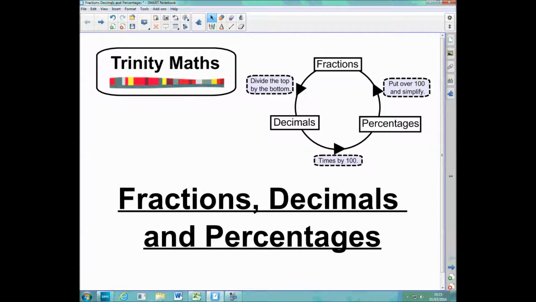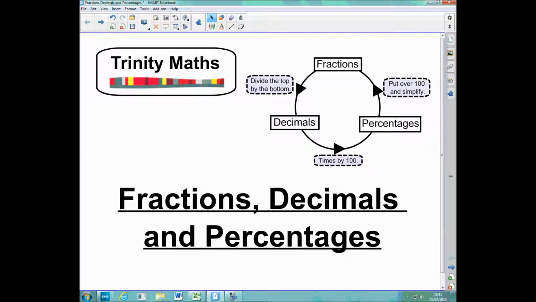So as you can see at the top here, we've got three different methods, and it goes around in a cycle. If we're starting with fractions, we can change that into a decimal by dividing the top number of the fraction by the bottom. If we want to change a decimal to a percentage, all we need to do is times it by 100. And to change a percentage back to a fraction, we put it over 100, and then we simplify the fraction.